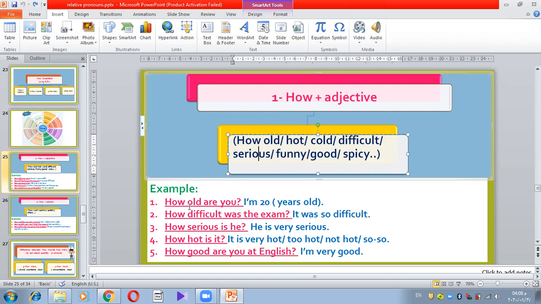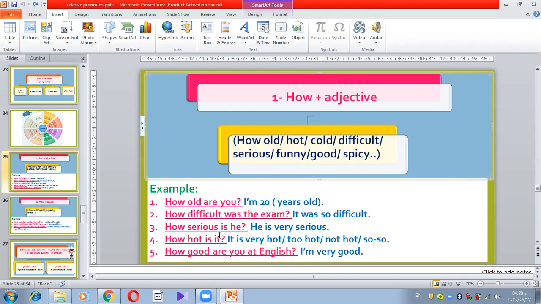So let's see an example. How old are you? I'm 20. And you can add "years old" or not, as you like. And as we said before, mostly we don't use it in speaking. How difficult was the exam? It was so difficult. How difficult or how easy? As we said, we can use the adjective and its opposite as well. How serious is he, or how funny? He's very serious, for example.